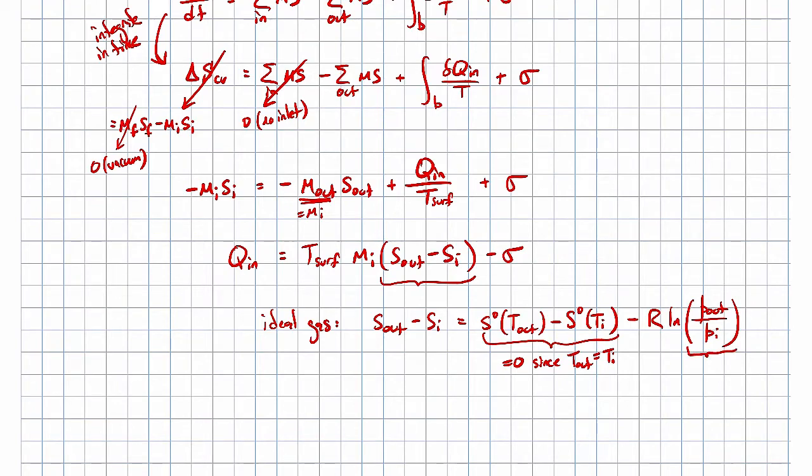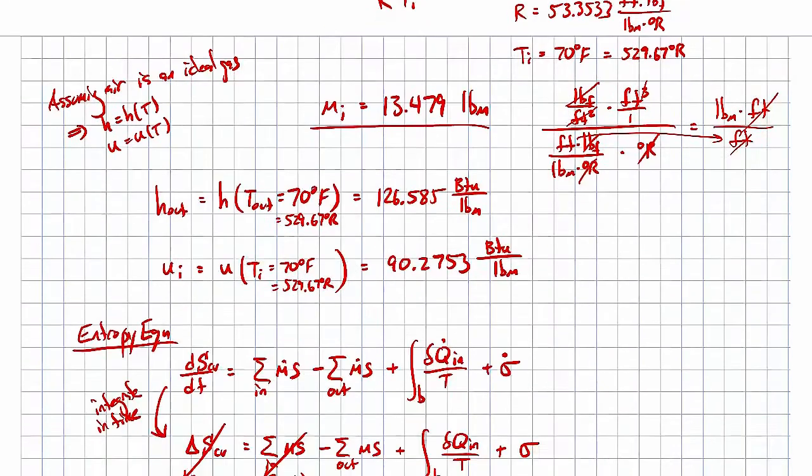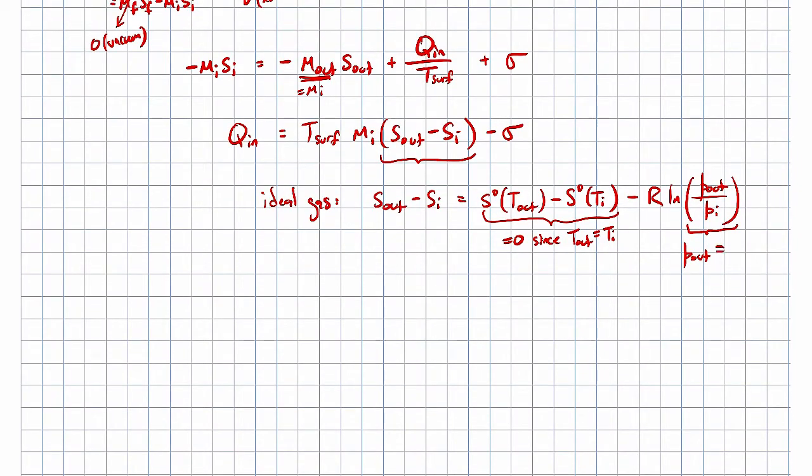And then if you look at this pressure ratio, P out, if you go all the way back into the problem statement, it says that at the end of the discharge pipe downstream of the pump, the pressure is the same as the surroundings. So the P at the outlet here is 1 atmosphere. That is exactly the same as the pressure inside the tank. The tank is initially filled with air at 1 atmosphere. So the initial pressure and the outlet pressure are the same. So P out is equal to P initial. That gives us a ratio of 1, and when you take the natural log of 1, it comes out to be 0. So this whole thing is 0. So the S out minus S initial is all just 0. So that whole term just goes away.